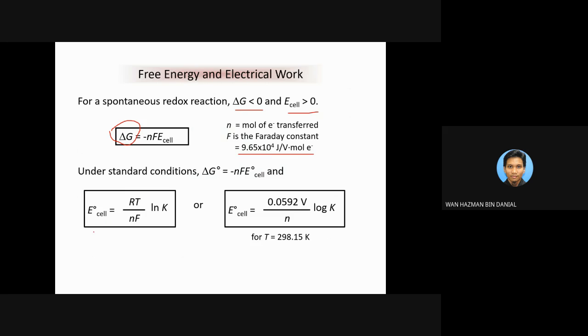Ataupun here, you can see here, E naught cell is equals to R times T, R is the gas constant, temperature divided by n times Faraday constants, times ln K. Or E naught cell is equals to 0.0592 divided by n times log K. This value actually coming from here lah. Kalau you times kan, constant times the temperature under the standard conditions divided by Faraday constants, ln change to log. So kalau you calculate, you akan dapat lah same value. So it's actually the same thing here.